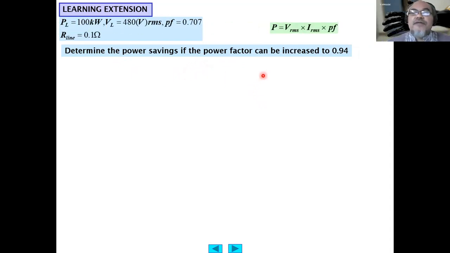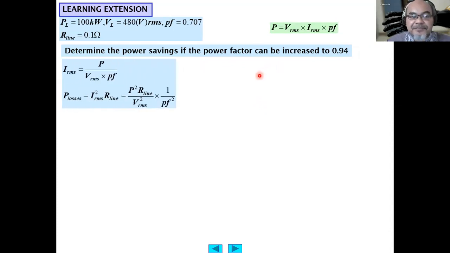Okay, so the power equals VRMS times IRMS times power factor. So first we calculate IRMS. It's 100 kilowatt divided by the VRMS 480 volt divided by the power factor. The power loss at the transmission line we calculate from this IRMS squared times R line, substituting this value, equals the power squared times R line divided by VRMS squared, divided by 1 over the square of the power factor.